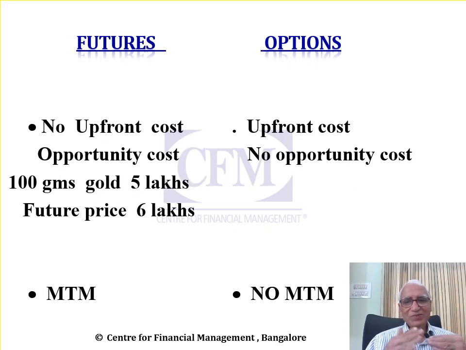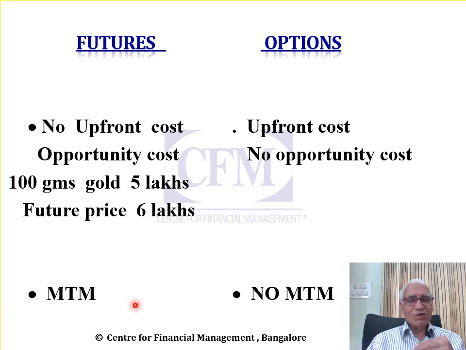There are two key differences between a futures contract and options contract. In a futures contract, there is no upfront cost, however, there is an opportunity cost. For example, you sell 100 grams of gold in a futures contract for rupees 5 lakhs and the contract maturity is 6 months. After 6 months, if the spot price of gold turns out to be rupees 6 lakhs, then you have lost the opportunity of benefiting from price appreciation. In an options contract, there is an upfront cost. You have to pay the options premium. However, there is no opportunity cost. Whichever way the price moves, you stand to gain.